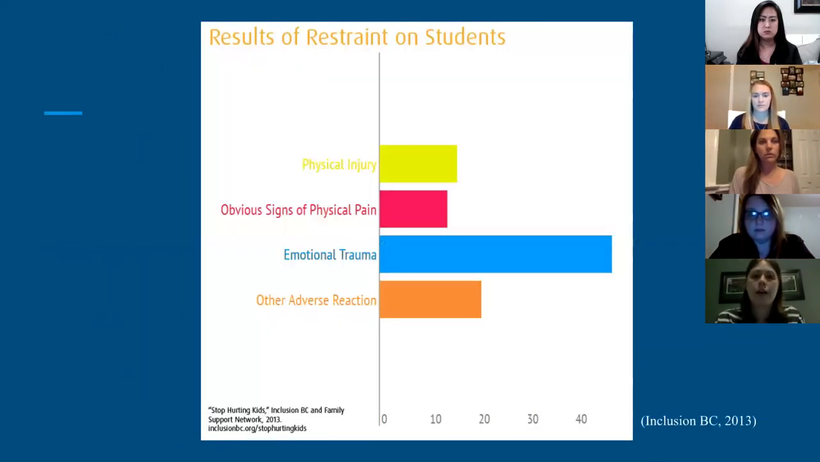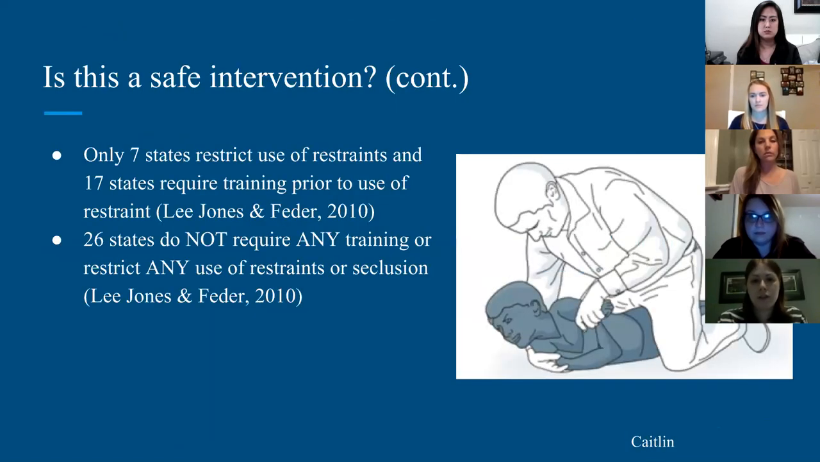Here is just a graph to show the results of restraints on students. And as you can see, it can cause physical injury, physical pain, emotional trauma, and other adverse reactions. So only 7 states in the United States restrict the use of restraints, and 17 states require training prior to the use of restraint. This means that 26 states do not require any training or restrict any use of restraint or seclusion.